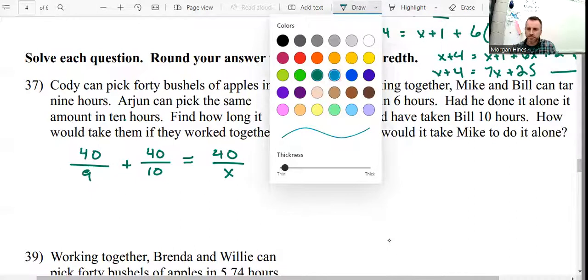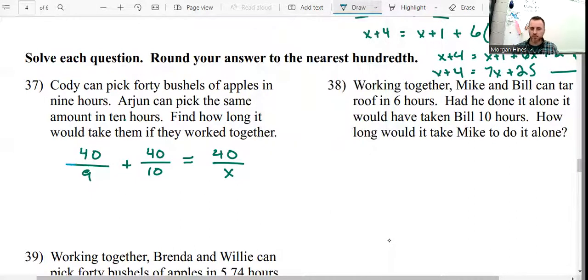And we talked about how, just like the other ones where we had common denominators and we multiplied everything to get rid of the denominators, if we divide all these things by 40, we can do that mathematically. If we divide one thing, we divide all things, and these would all cancel out and become ones. So even if you're talking about 40 bushels of apples, it's still one job. They can do the 40 bushel job in 9 hours, and one 40 bushel set in 10 hours. So this just becomes 1 over 9 plus 1 over 10 equals 1 over x.